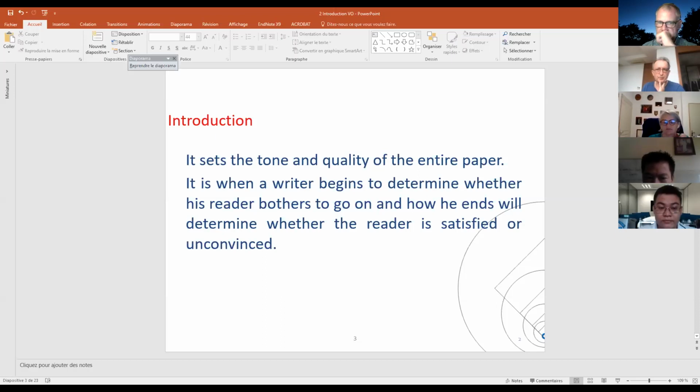Okay, yes, totally agree. Where are we? Nearly the next page.